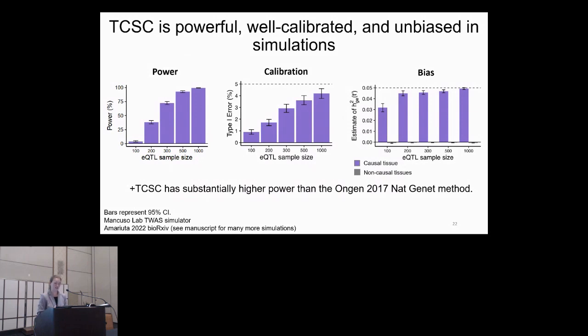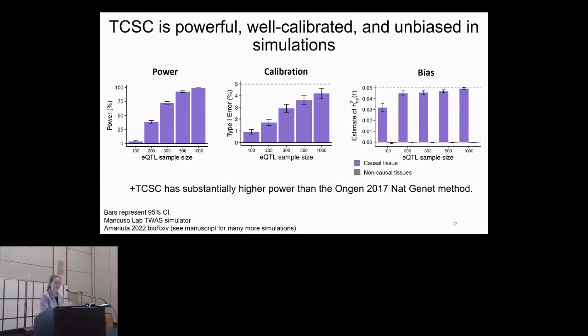Then in the middle, for type 1 error, we are asking what proportion of the time out of these 1,000 simulations do we incorrectly identify that the tagging tissue in the simulation is the causal tissue. And specifically, in the simulations that I show here, there's 1 causal tissue and 9 non-causal tissues in a single model. All right, and then bias on the right can be broken down into the bias over 2 quantities: the estimated tissue-specific heritability for the causal tissue versus the estimated heritability for the non-causal tissue, which should be 0.